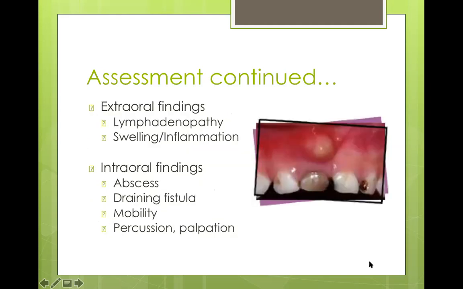So, extraoral findings. You take a look at this patient, you check to see if there's any facial asymmetry. Do you see any obvious swellings? And then I want you to palpate for the lymph nodes. Do you feel any lymphadenopathy, which means lymph nodes that are a little bit more pronounced, and it may be tender when you palpate.